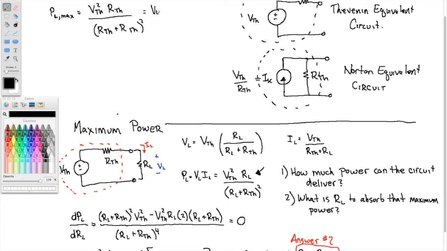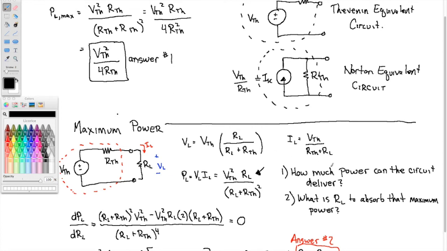All right, let me simplify this a bit. Here I've got 2 RThev squared, so that makes 4 RThev squared, and one of the RThevs cancels. And I'm left with this beautiful result, and this is the answer to question number 1 down there: how much power can the circuit deliver? Well, tell me its Thevenin equivalent, and the maximum amount of power that the circuit can deliver is the Thevenin voltage squared divided by 4 times the Thevenin resistance.